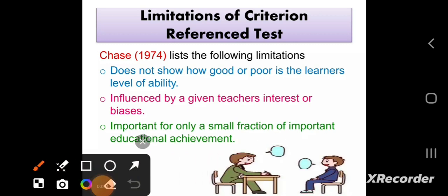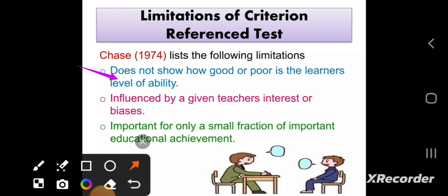Limitations of Criterion-Referenced test. Chase 1974 lists the following limitations. Does not show how good or poor the learner's level of ability is.